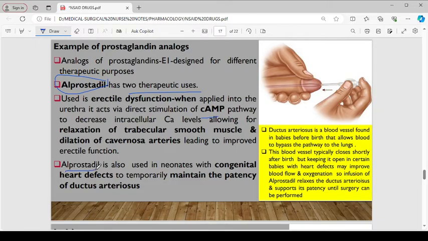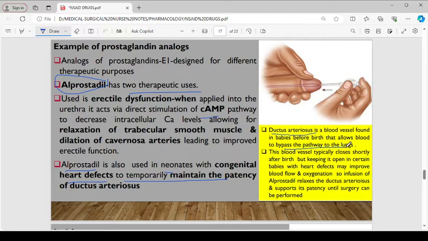Allopurinol, on the other hand, is also used in neonates, and this is in neonates with congenital heart defects. And this is used to temporarily maintain the patency of the ductus arteriosus. Now, for the status, you find that a ductus arteriosus is a blood vessel found in babies before birth that normally allows blood to bypass the pathway to the lungs.